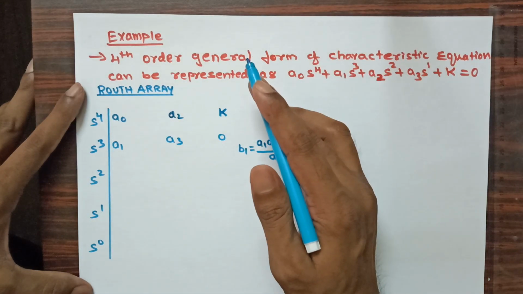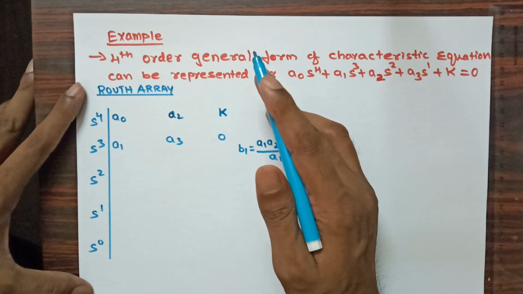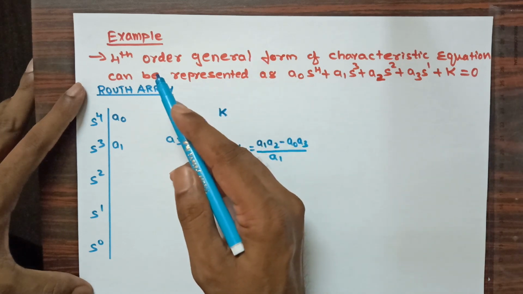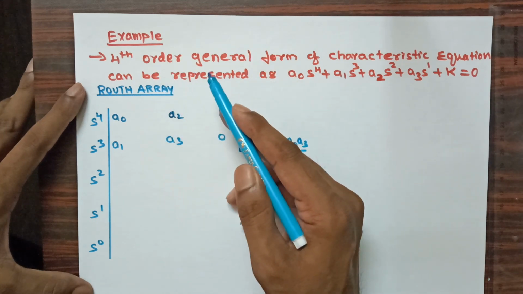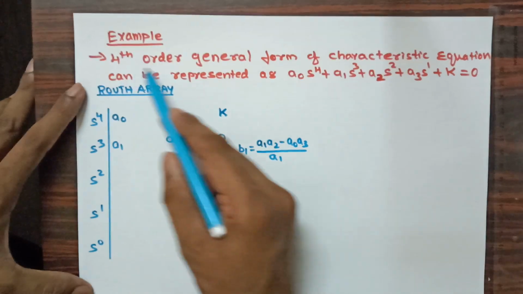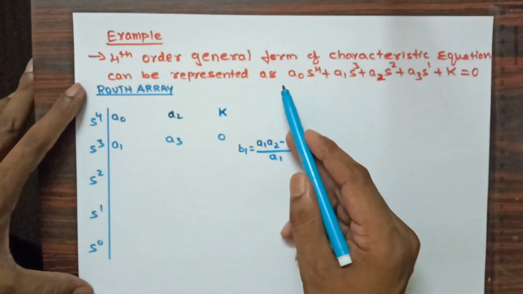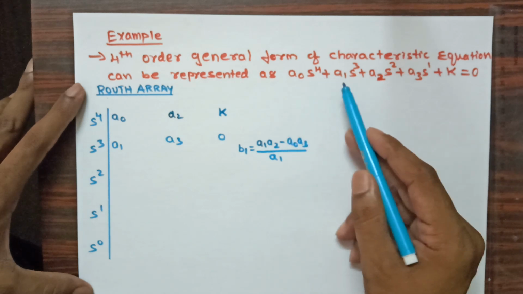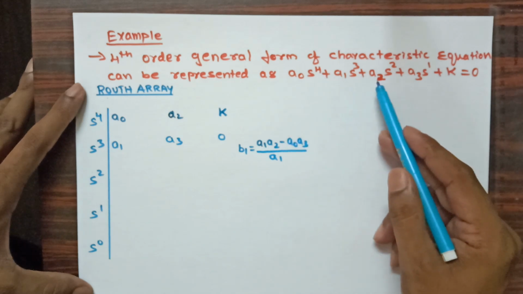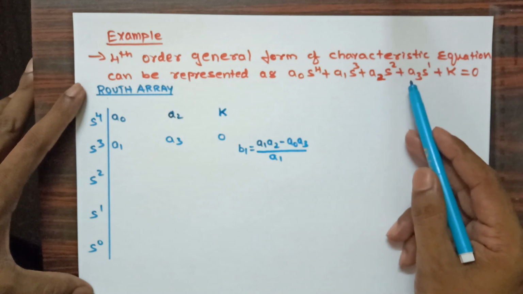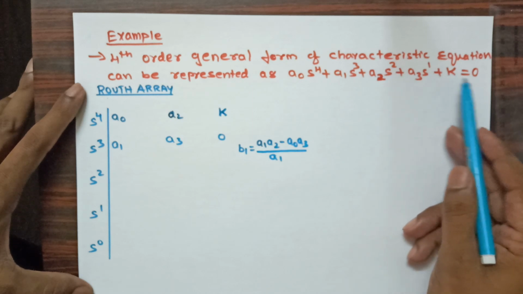To understand the concept of marginal value of K or K margin, in this example I have considered the fourth order general form of characteristic equation. The fourth order general form of characteristic equation can be represented as a0 into s to the power 4 plus a1 into s to the power 3 plus a2 into s to the power 2 plus a3 into s to the power 1 plus K is equivalent to 0.